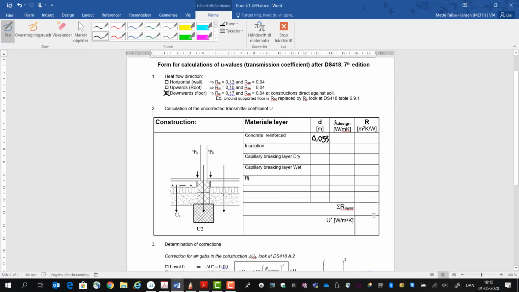So we go back and we write 2.44, and that gives us a resistance of 0.014. Then we have the insulation, and we had 200 millimeters of insulation, so 0.2, and the lambda value was class 37, so 0.037, and the resistance is then the dimension divided by the lambda, so that would give 5.405.